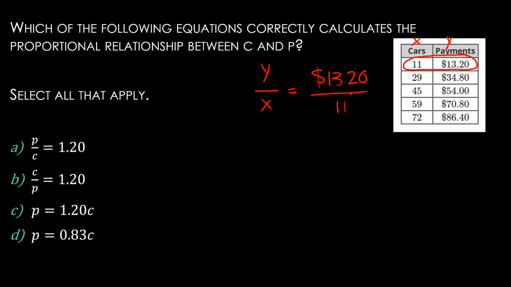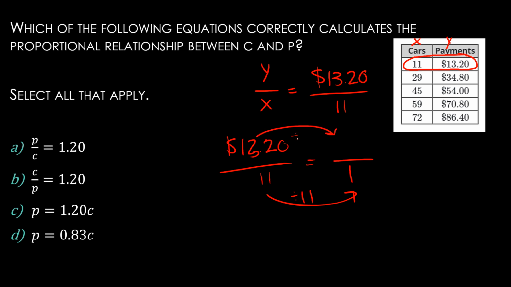Now to get my unit rate, I need to obviously have a 1 in the denominator. So if I take this 1320 over 11, to get 1 in the denominator, I would divide the bottom by 11, divide by itself, right? 11 divided by 11 gives me 1. So I need to do the same thing up top. And if you were to type this into a calculator, you will get $1.20. So my $1.20 payment is for 1 car.